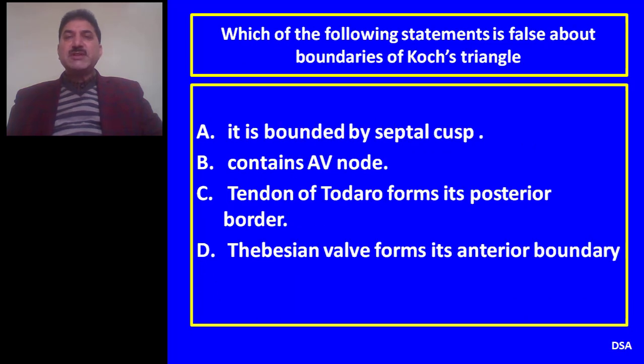Which of the following statements is false about boundaries of Koch's triangle? A. It is bounded by septal cusp. B. Contains AV node. C. Tendon of Todaro forms its posterior border. D. Thebesian valve forms its anterior boundary. D is the wrong option.